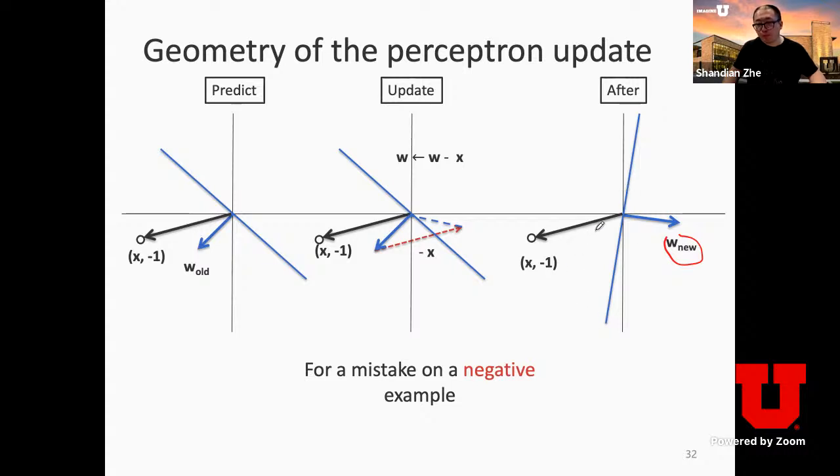So now, what is the prediction result using W new to predict X? It's negative, right? We just look at their angle. The angle between them is obviously bigger than 90 degrees. So the classification function value will be negative. So we correct our mistake.